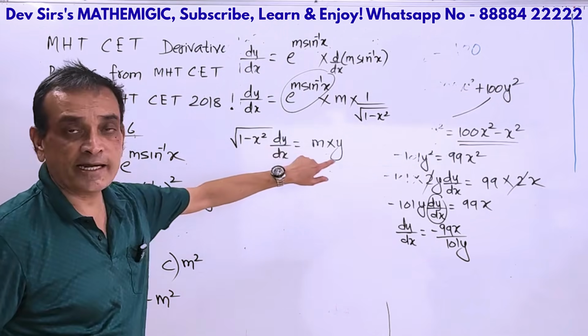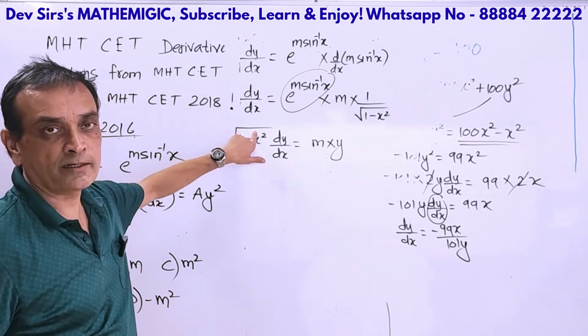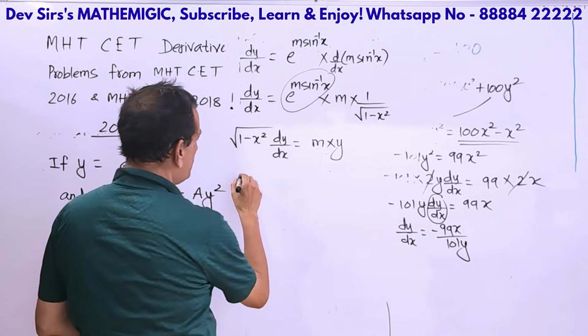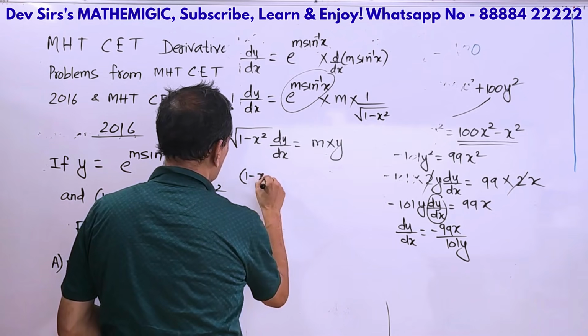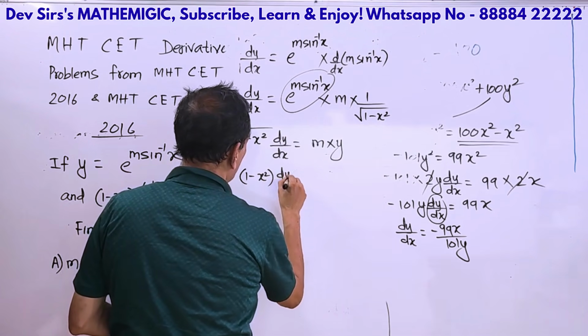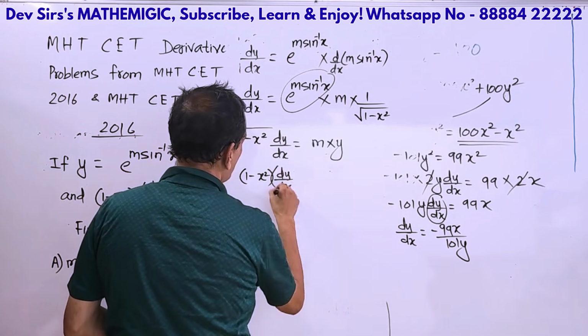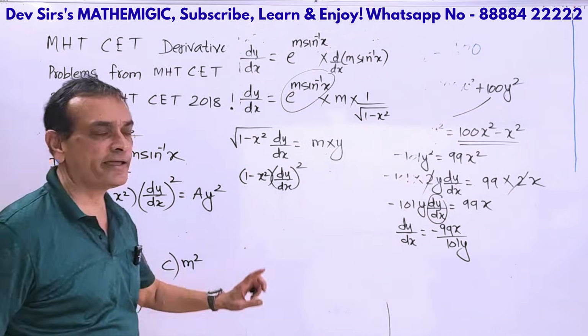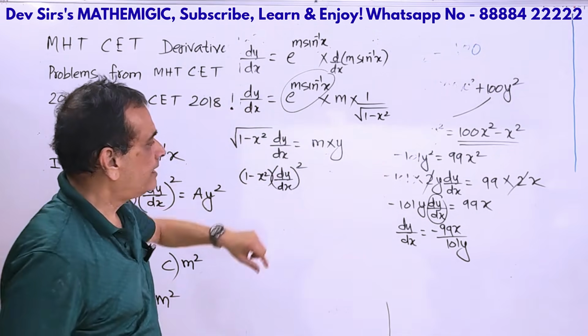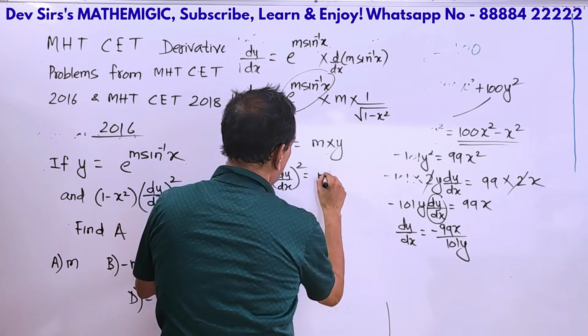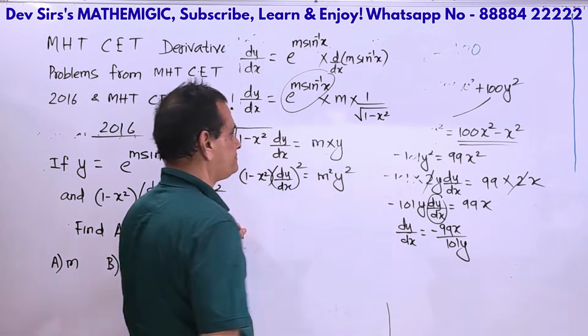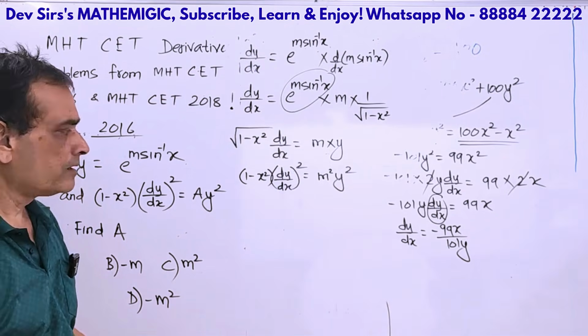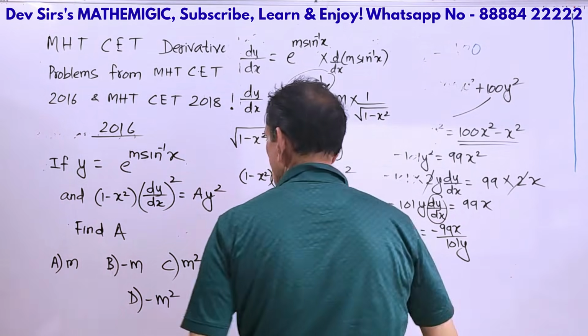Now squaring both sides, I have to remove root sign. So when I square both sides, what do I get? यहाँ से root sign चला जाएगा. dy by dx को square करना पड़ेगा. Squaring each term. यहाँ पे भी squaring each term. हो गया आंसर.